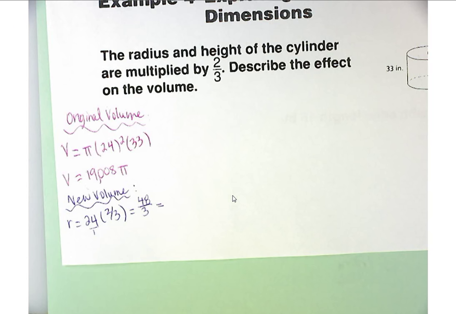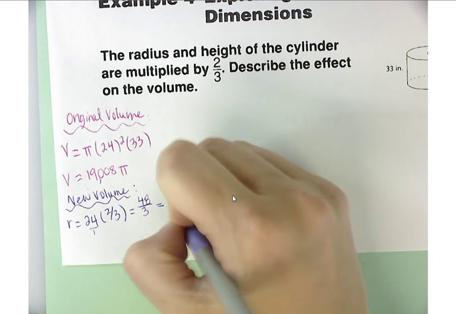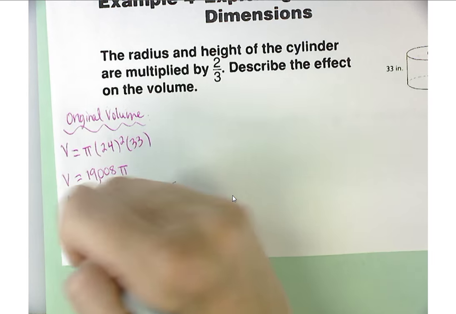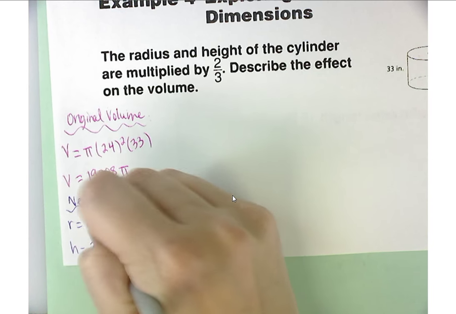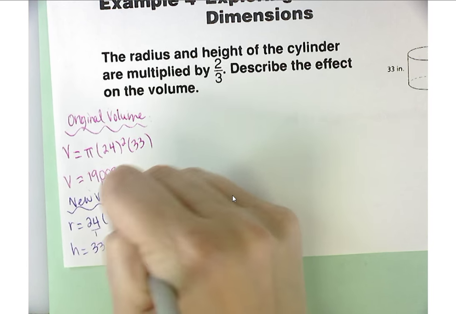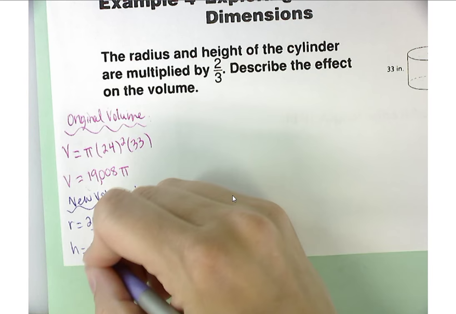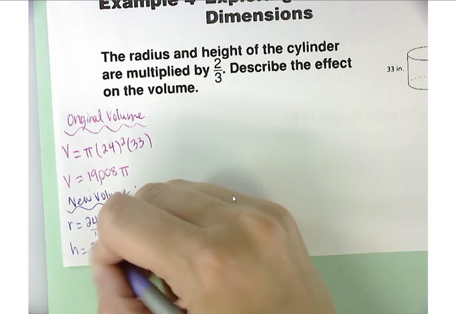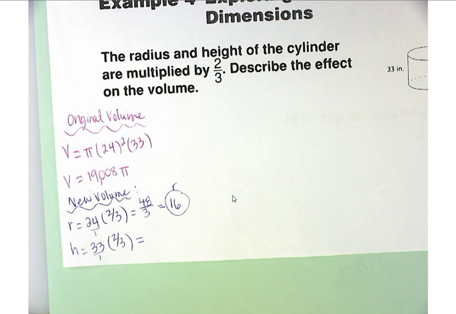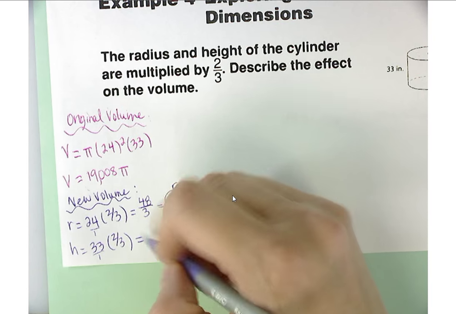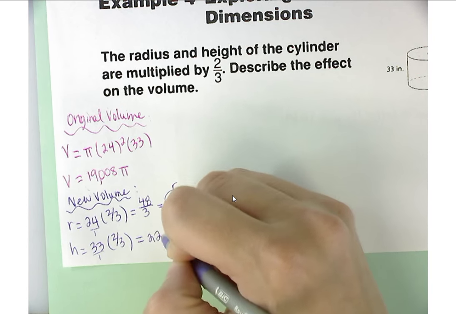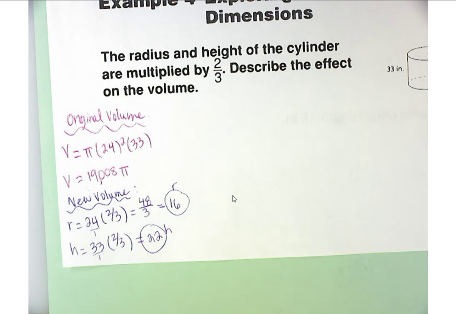How many times does 3 go into 48? 16. So this will be 16. That's going to be your new radius. And then I'm going to find the height, which is 33 times 2/3. Another way you could do this in your head is see how you have 33 divided by 3? What's 33 divided by 3? 11. So it's 11 times 2, which is 22. You could also multiply by 2 and divide it that way. So that's going to be your height.